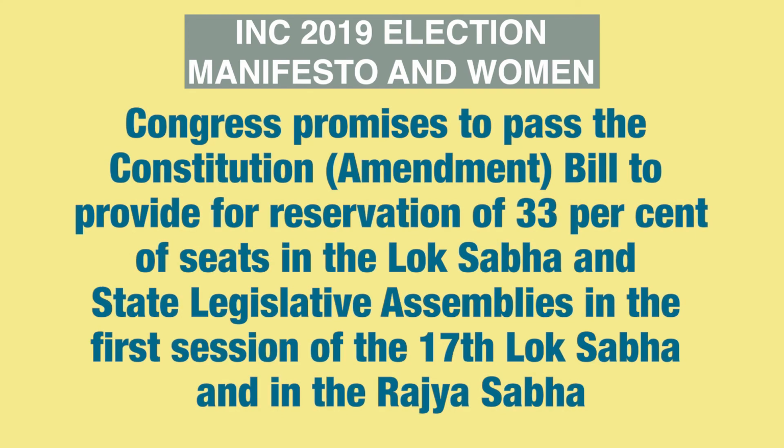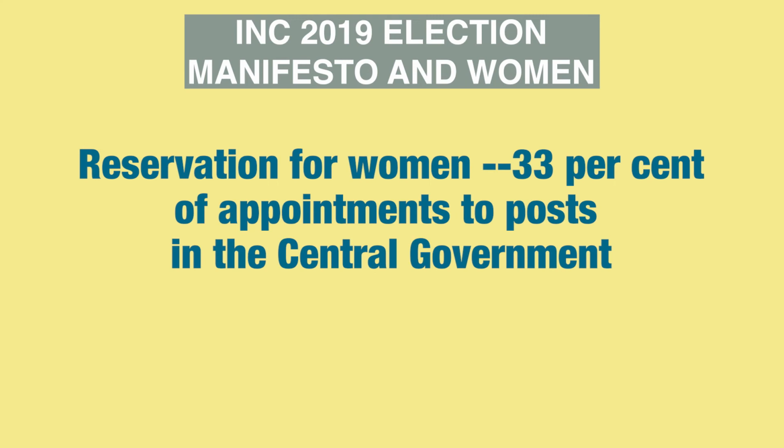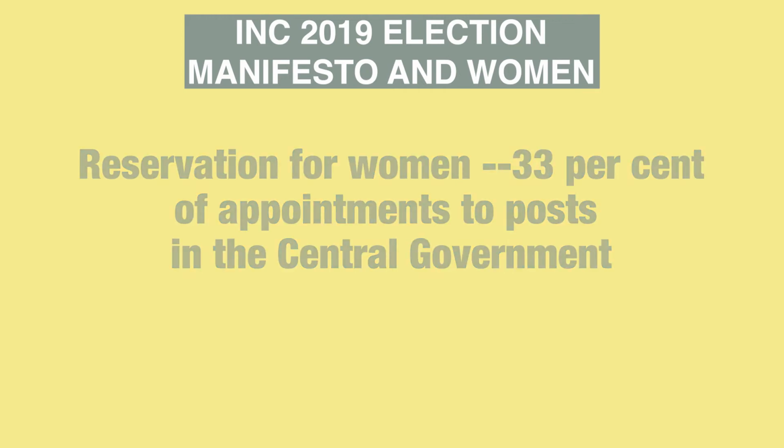The manifesto stated that the Congress, if it came to power, promises to pass the Constitution Amendment Bill to provide for reservation of 33% of seats in the Lok Sabha and state legislative assemblies in the first session of the 17th Lok Sabha and in the Rajya Sabha. They also said that there would be reservation for women, 33% of appointments to posts in central government offices.